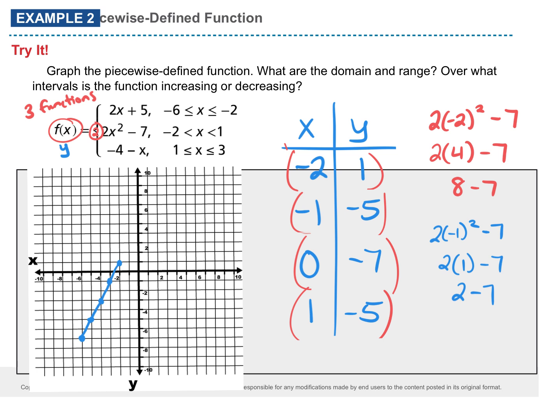Negative 2, 1. Is it okay that they overlap? Yes. Negative 2, 1. Negative 1, negative 5. 0, negative 7. And 1, negative 5. One thing we have to check real quick. Remember when we talked about open and closed circles? What are these supposed to be if they're equal to? Is that an open or closed? It's closed, so we're good there. What about these two? Those should be open.